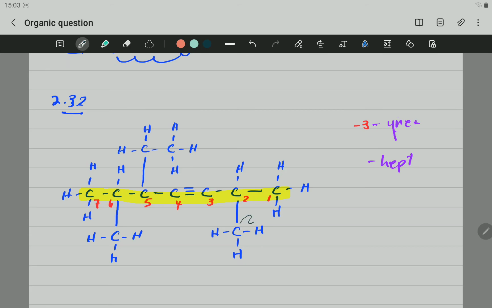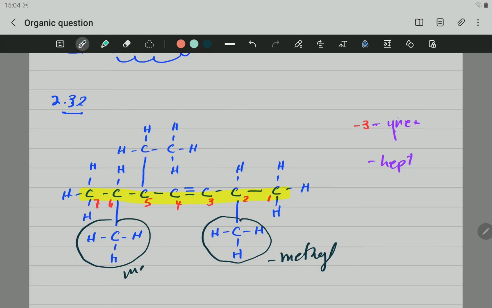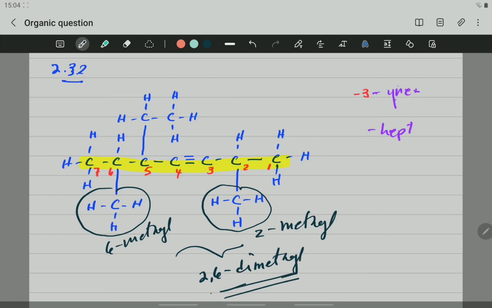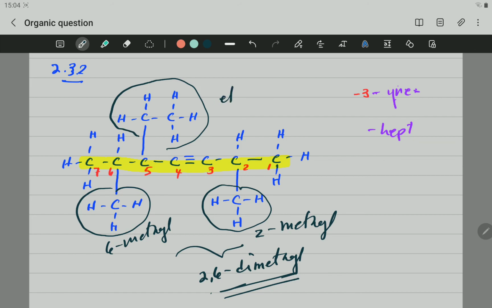Now we are going to look for any substituents. Here we have a methyl. And here we have another methyl. This one is in carbon 6. This one is in carbon number 2. Remember, we have two of the same substituents. Then we combine the numbers to 2,6-dimethyl. That is the first substituent we have. And here on top we can see that there is an ethyl. And that is in carbon number 5.